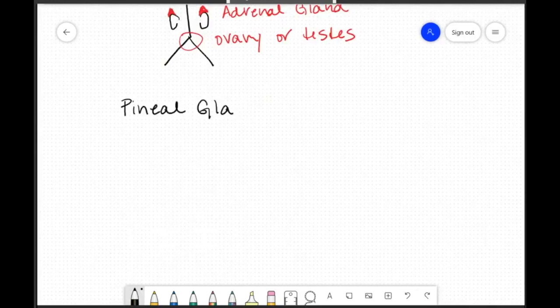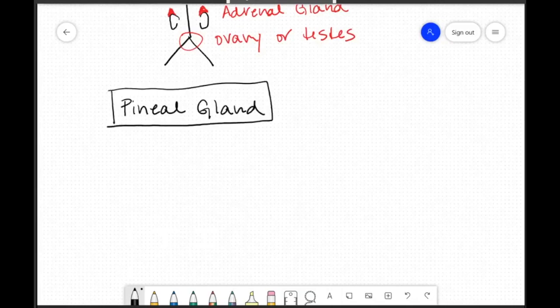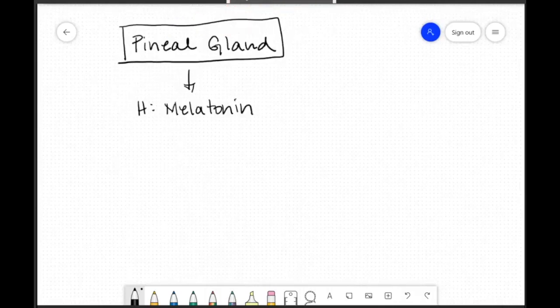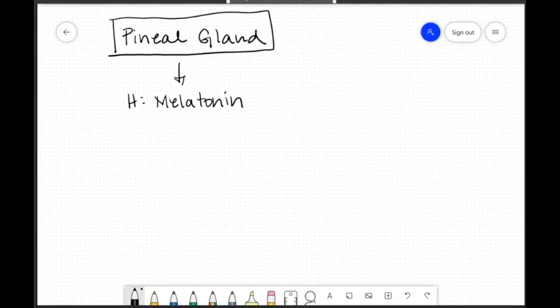Remember, your pineal gland is all the way at the very top. It sits in the middle of your brain, and the hormone that your pineal gland will produce and release is going to be the hormone melatonin. Melatonin is awesome. It's responsible for our sleep and our cycle of wake and sleep. It's around the third ventricle in the brain, but your pineal gland is pretty easy, and it releases the hormone melatonin. That was easy.